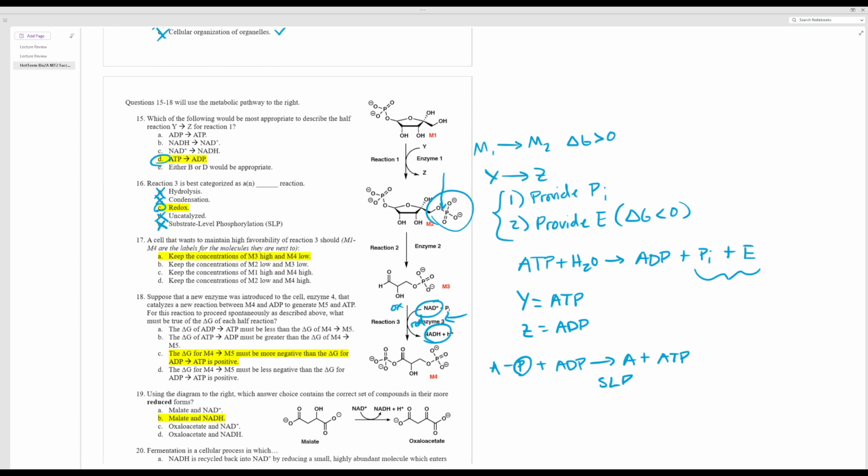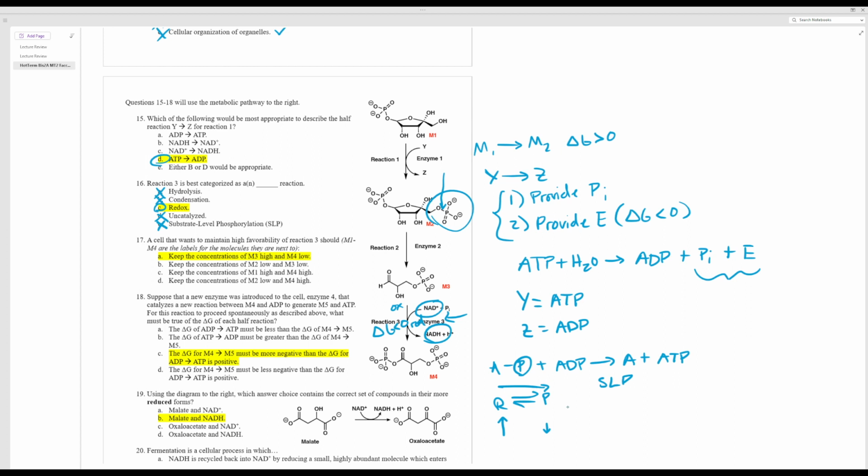We want to maintain high favorability of reaction 3, meaning we want to make sure it has a delta G that's less than 0. How can we do this? Well, as we learned on Wednesday, which the day of recording this was yesterday, if we keep reactant concentrations low and product concentrations high, we will favor the reverse reaction. And if we keep reactant concentrations high and product concentrations low, we favor the forward reaction.